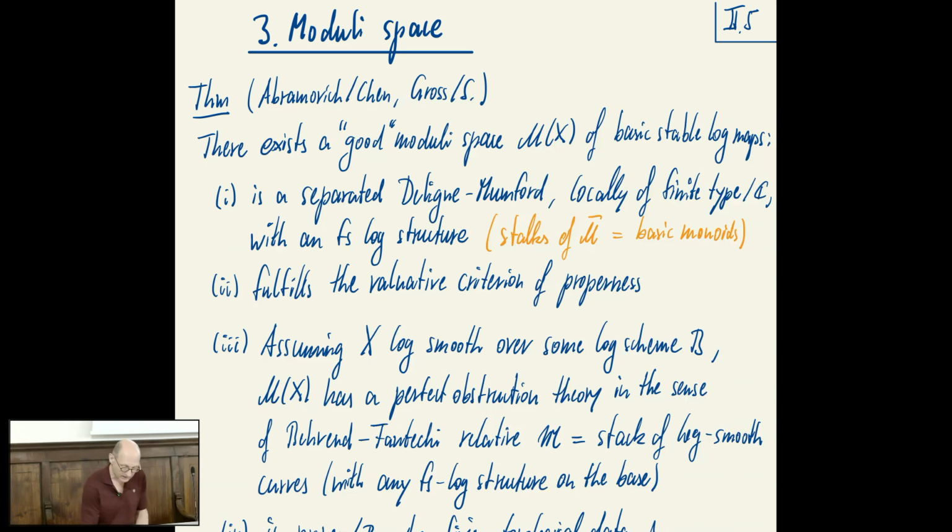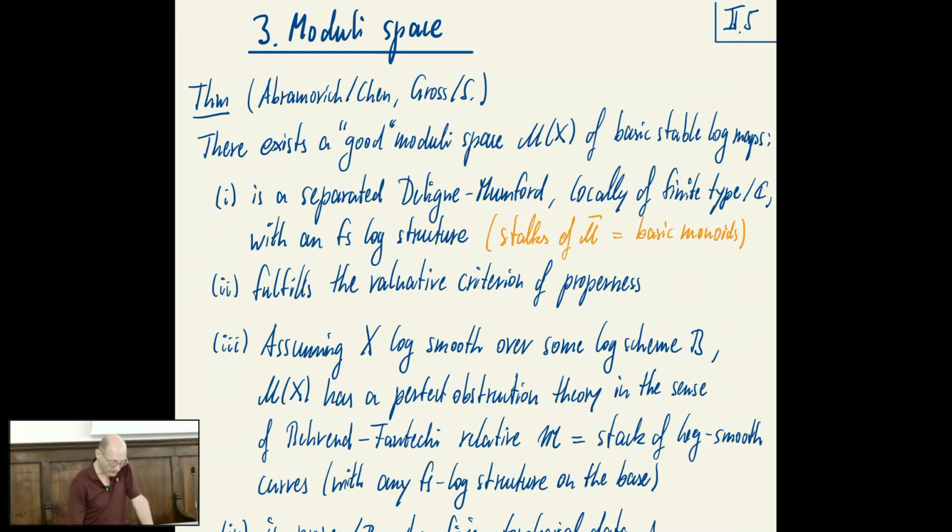Okay, but I wanted to say something about the font. In LaTeX, it's a different font than the monoids, but here in my handwriting, it's the same. So it will still just be a curly M of X of basic stable log maps. This means it's a separated Deligne-Mumford stack, if you know what that is, locally of finite type over C with an FS log structure.